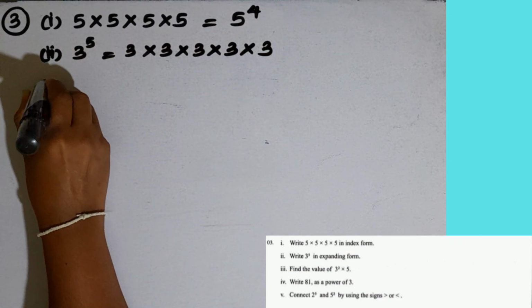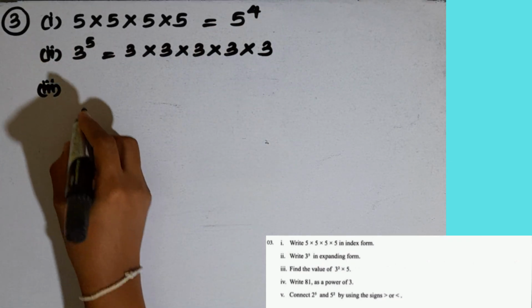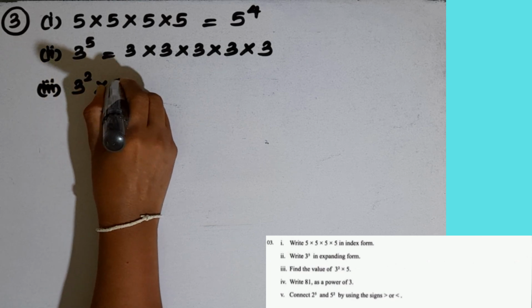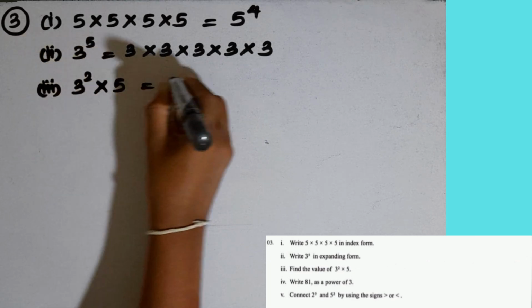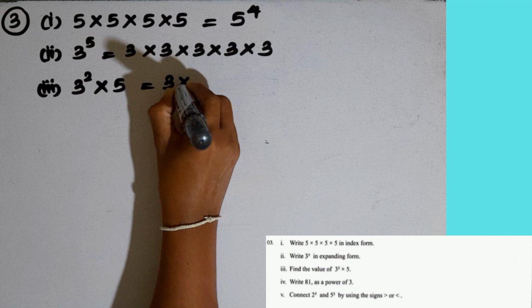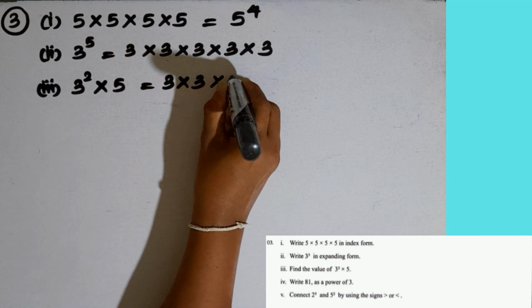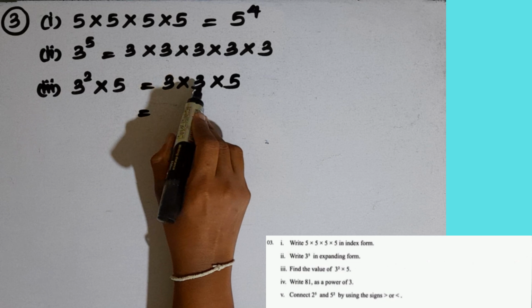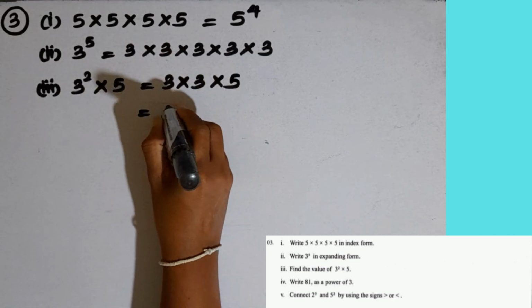Part 3. Find the value of 3 to the power 2 multiplied by 5. 3 to the power 2 means 3 multiplied by 3 multiplied by 5. We have to take the multiplication now. 3 times 3, 9. 9 times 5 is 45.